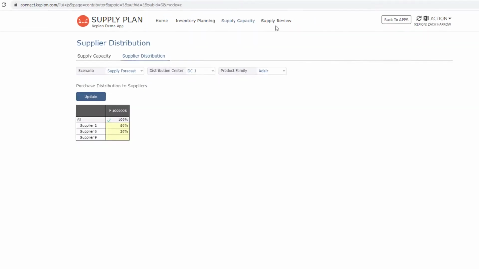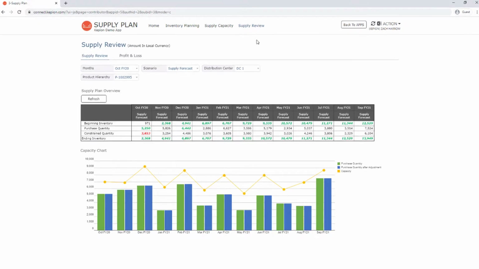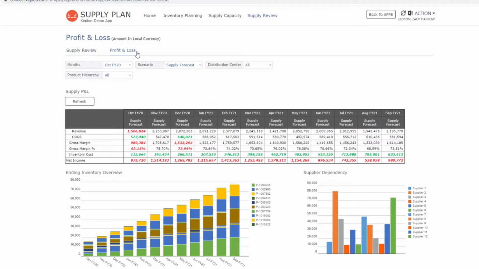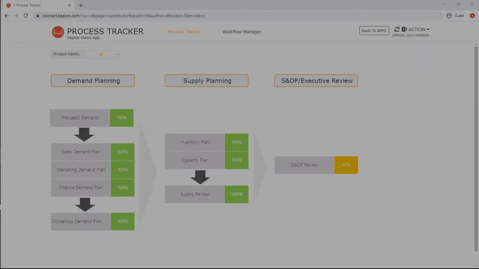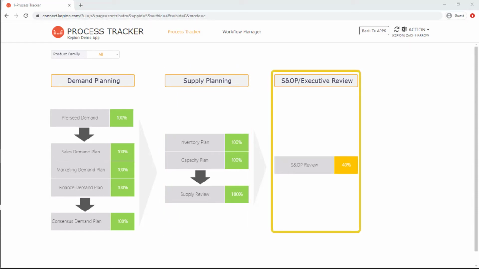The output of the supply plan is the constrained view that can be presented during the S&OP meeting. The supply review provides a snapshot of constrained P&L and ending inventory. Planners can refer to these reports and charts to understand the business impacts at any point during the planning process. Now that we've accomplished the supply plan, we will move on to the S&OP review.